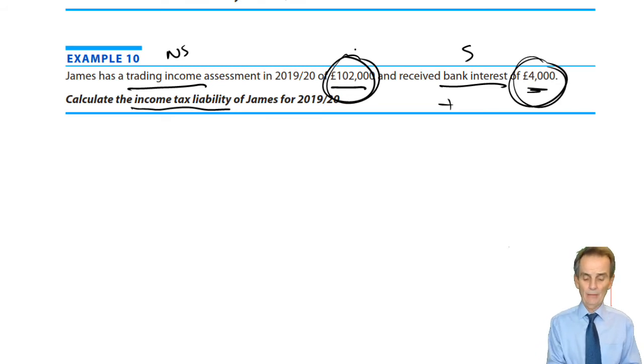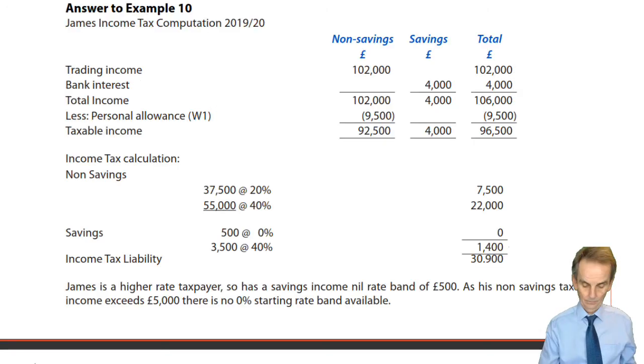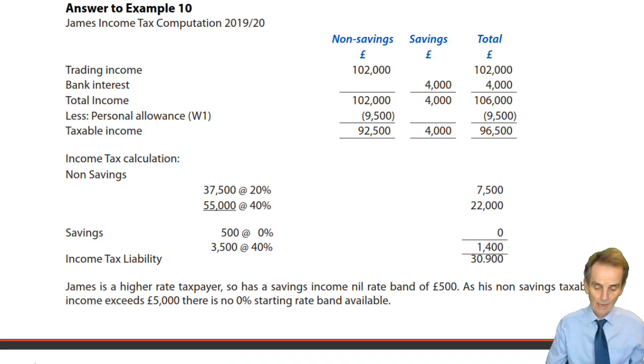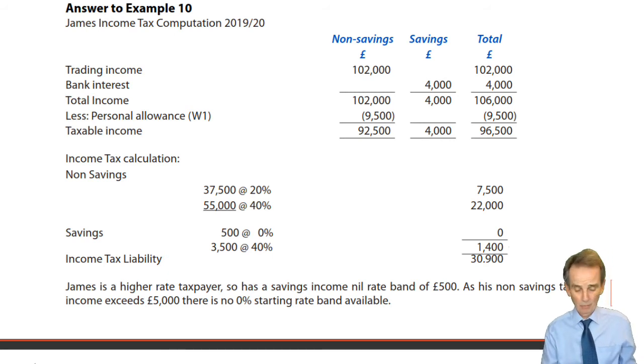Here, non-savings. Well, obviously, it will all be absorbed by non-savings. Thereafter, had there been an excess, it would go, as you know, to savings and eventually to dividend income. But here, it will all be absorbed by the non-savings. Get your taxable income and then proceed to tax. Again, just be careful, of course, with how you tax the savings income. Over to you.